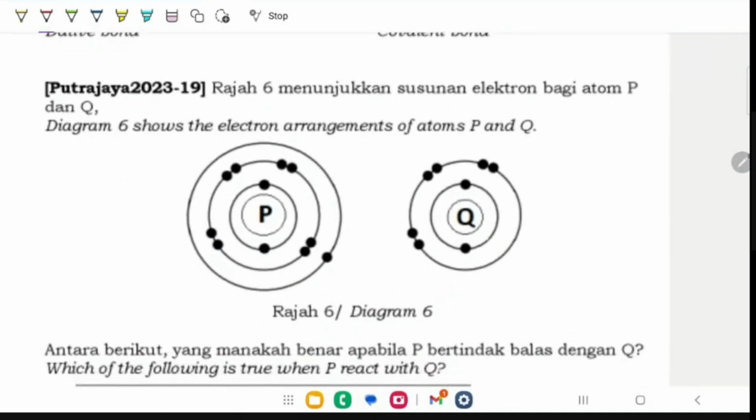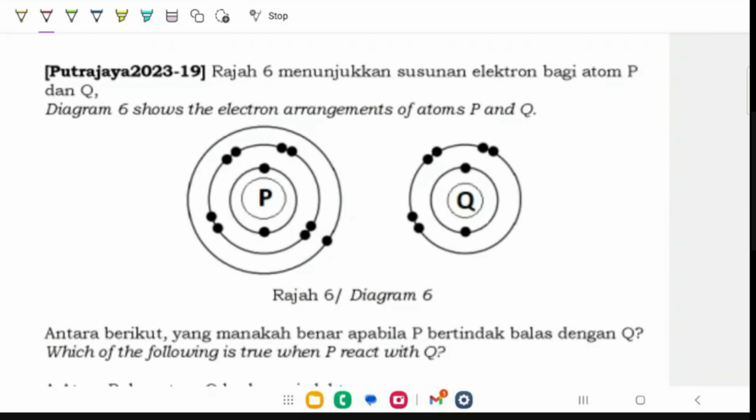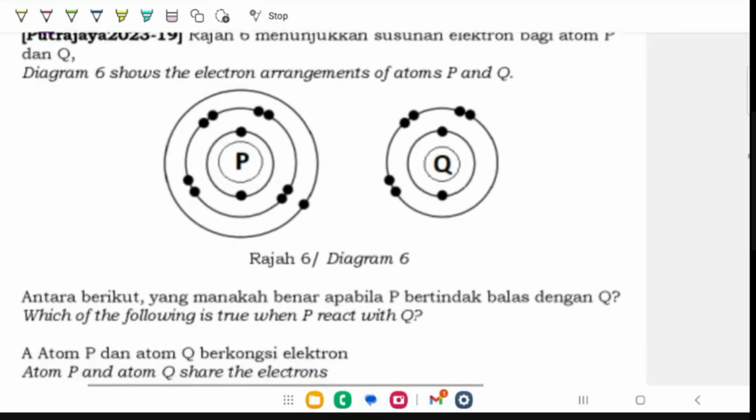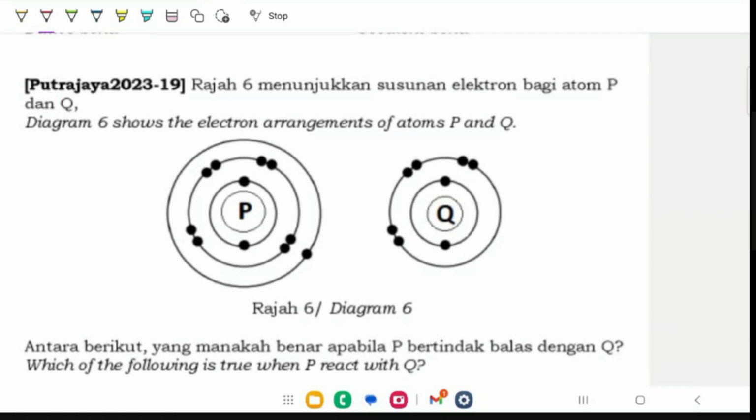Next question. The diagram shows the electron arrangement for the atoms P and Q. Which of the following is true when P reacts with Q? So class, first we look here. P, what is the electron arrangement, class? You can type in the chat box. 281, correct. How about Q? 26. Okay, 281, 26.